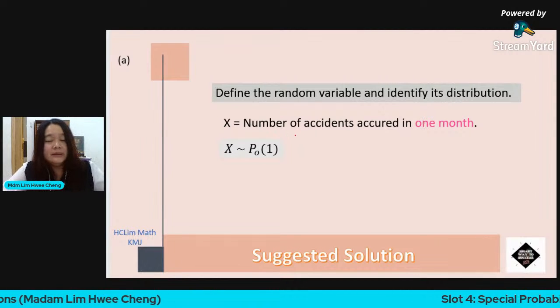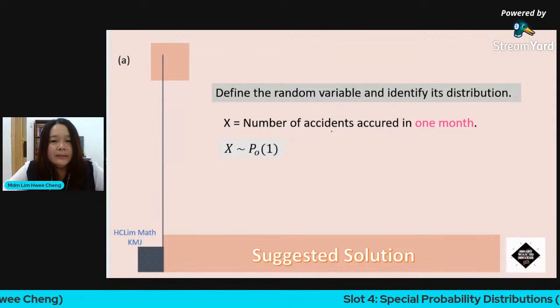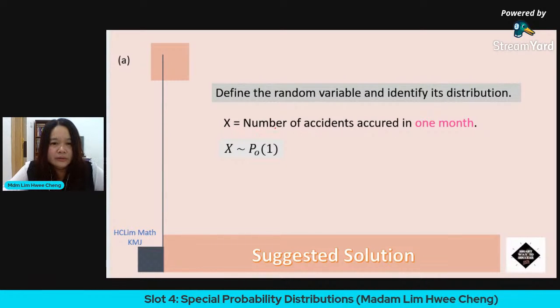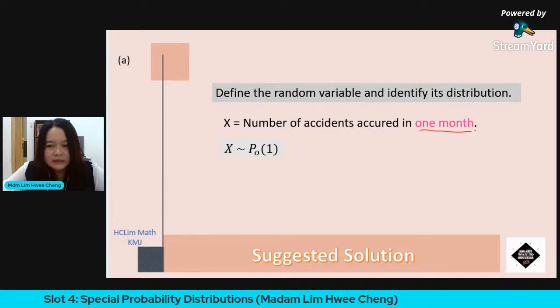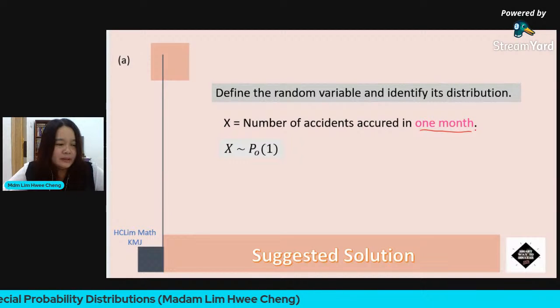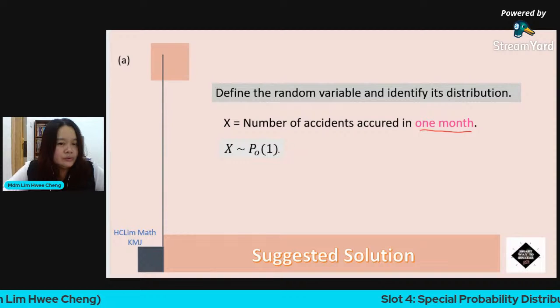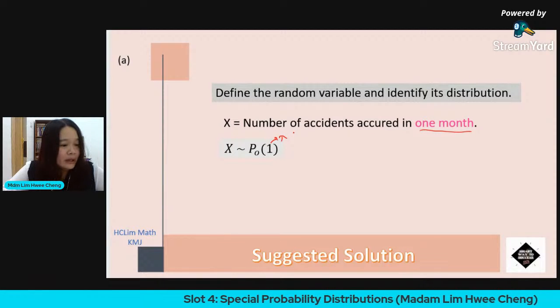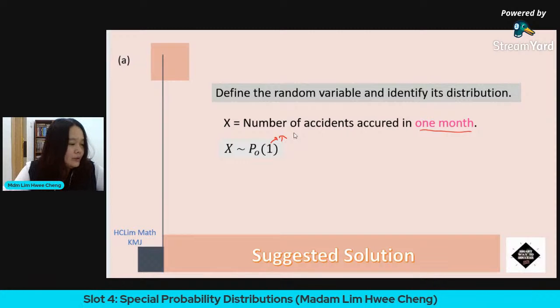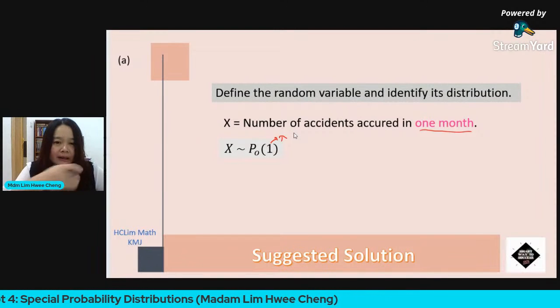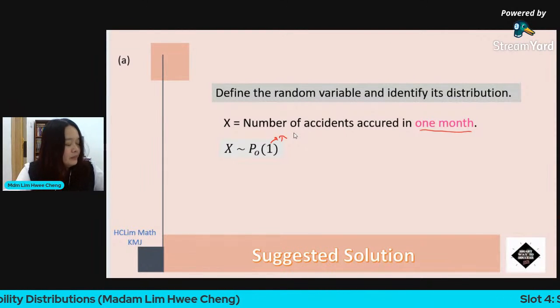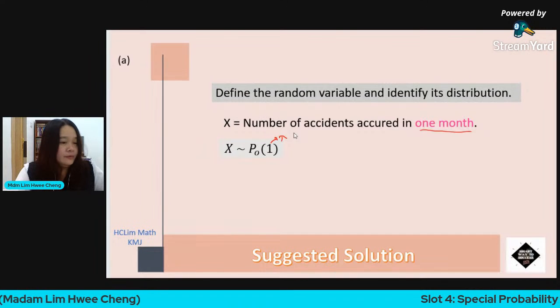Okay, X is the random variable, so we talk about number of accidents occur in 1 month. Okay, jawab dengan penuhnya, number of apa in interval time dia. Baru dapat 1 mark. And the distribution that I want to use is the Poisson distribution with, ini adalah you punya lambda lah, lambda of 1. Okay, then we proceed with the part B.